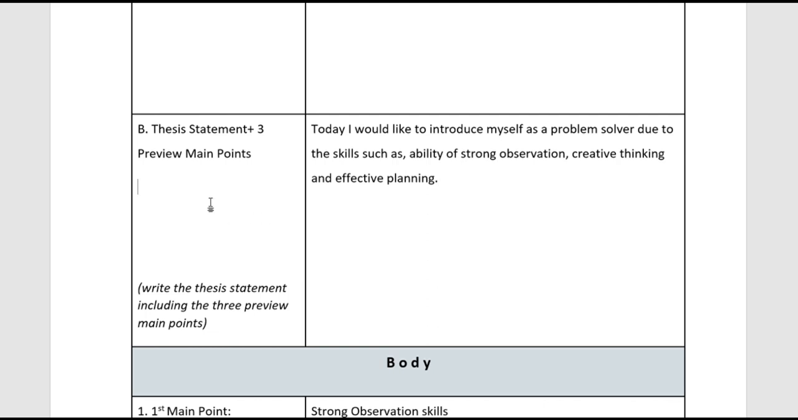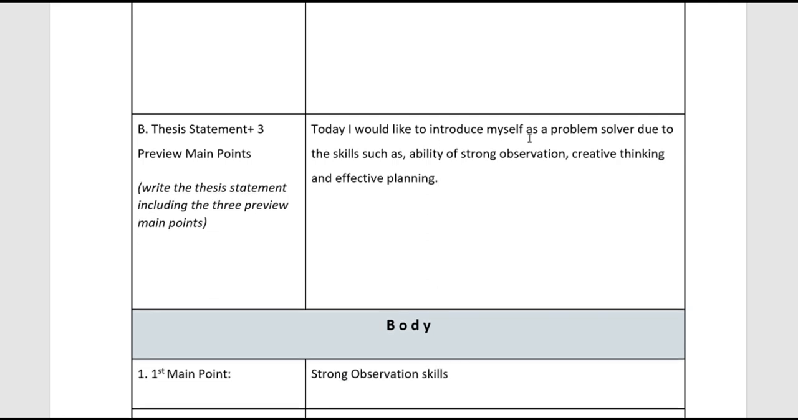See, so we wrote the thesis statement. Today I would like to introduce myself as a problem solver due to the skills such as the ability, you should have an article, the ability of strong observation, creative thinking, and effective planning. I repeat, you have the thesis statement here. This is the thesis statement, okay? And this is the ability of strong observation skills, you see? So strong observation, this is the first review main point. Creative thinking is the second review point, okay? And effective planning is the third review point.